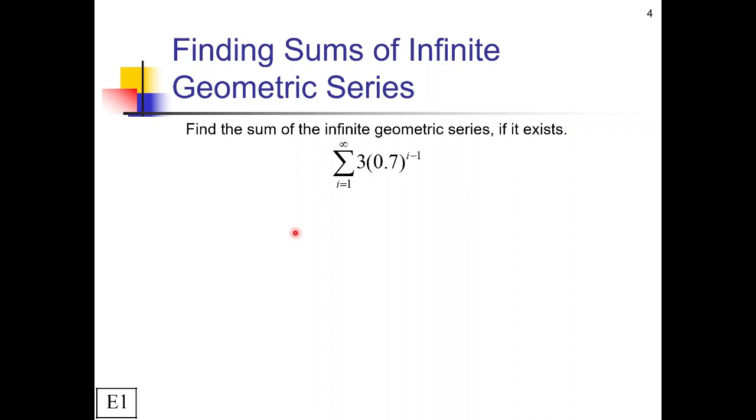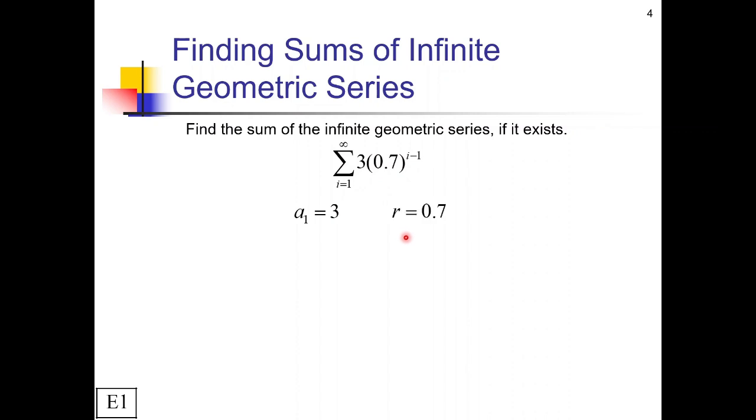All right, so one thing we're going to need for our formula is we're going to need to know the a sub 1 value. Again, we can get that by plugging the lower limit of summation into the summand here. So if I plug in 1 for i, this is just 0.7 to the 0, which is just 1. 3 times that just gives us 3. So that's our a sub 1. The r is the thing that's being raised to the exponent, so that's just this 0.7.